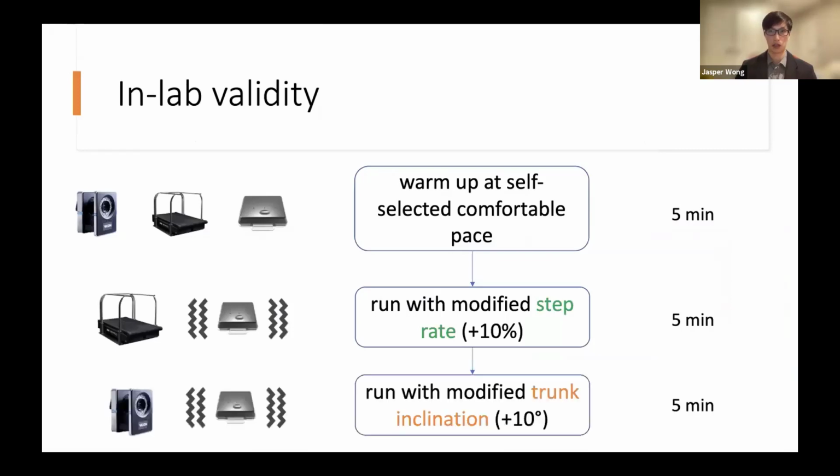the participants did times where they either increased their step rate or increased their trunk inclination angle with the use of the haptic feedback. The target thresholds for these were a 10% increase in step rate and a 10-degree increase in trunk lean, which was based on previous literature.